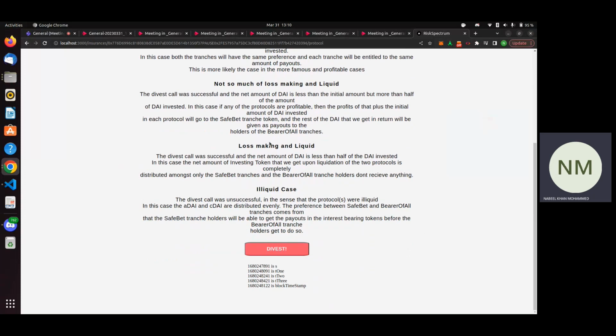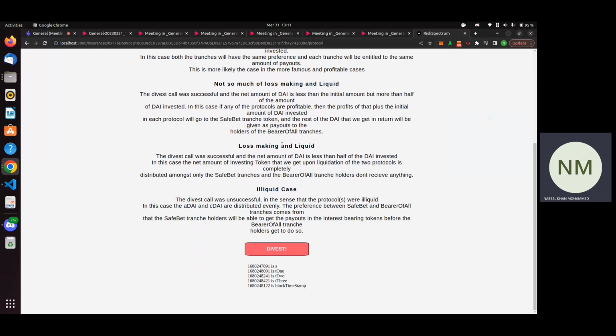Third one is the case where I've gotten DAI successfully. The amount of DAI that I have received is less than half of what I originally invested. In that case, the total amount of DAI token that I have received would go completely to the safe bets, right? The total payout of safe bets is equal to the DAI that I have. Bearer fall tranche tokens would not get anything.